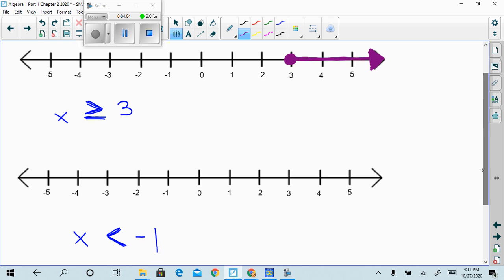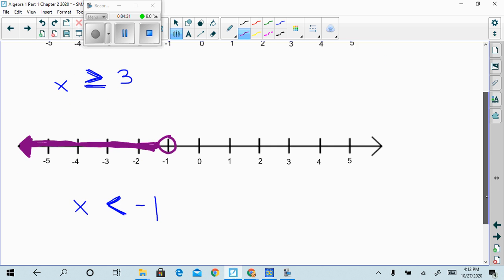A second problem. Let's see, we have x is less than -1, open circle, and shading everything less. So where did I start my graph? From that -1, and then from there I shade everything that is less than. So there we have 2 examples of each, of writing the inequality and also graphing the inequality.